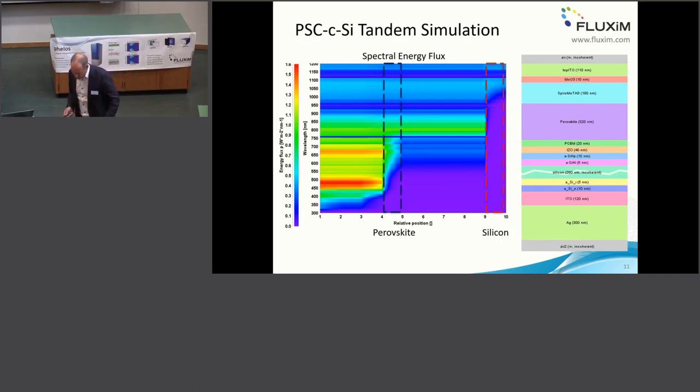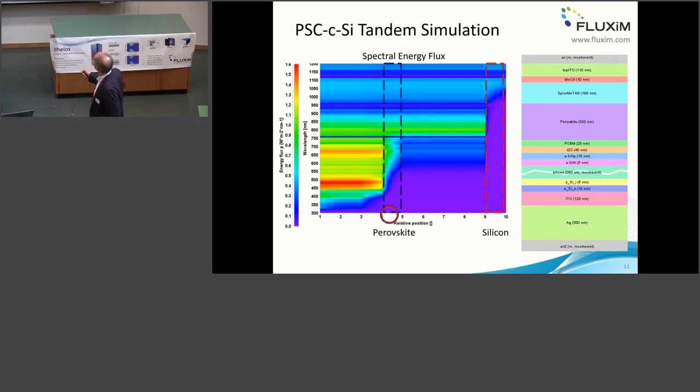And there are lots of layers, and the light spectrum from the sun is illustrated here, so we can calculate the energy flux versus wavelengths, how it penetrates into all these layers. And instead of plotting versus Z position in real dimension, we just plot it versus relative position. So we just count the interfaces. The first interface is the one here, air ITO. And then the second is the next interface, and so on. So this is how you can identify the layer by relative position.